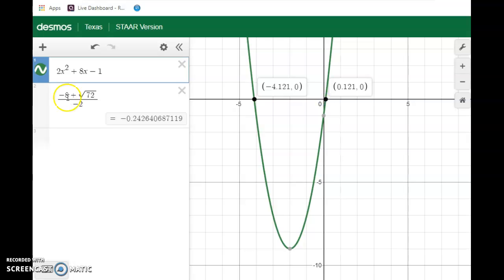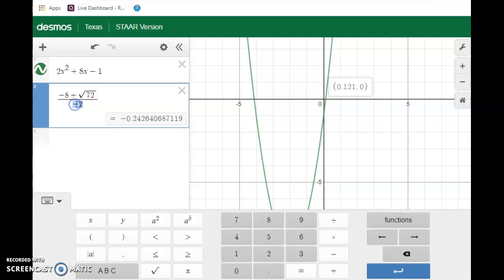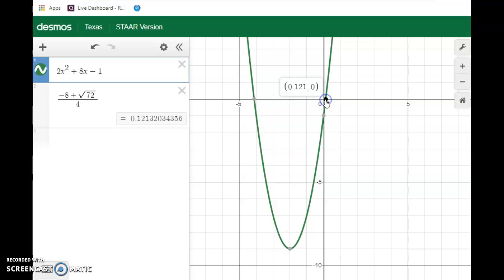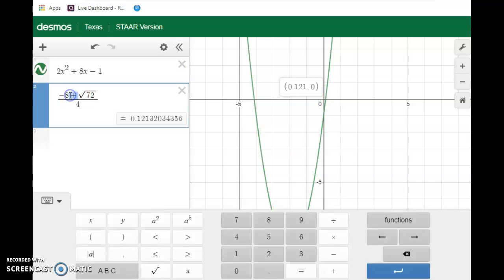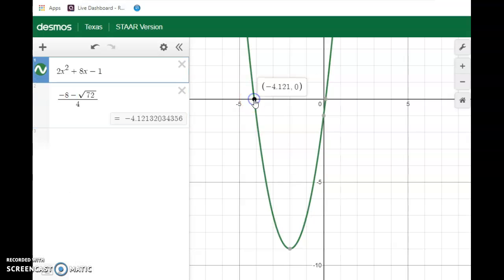Letter C, top is -8, the bottom is a +4. And that gives you this one right here on the right side. And if I change the plus to a minus, that will give you the other side, which is at -4.12. So my answer is C.